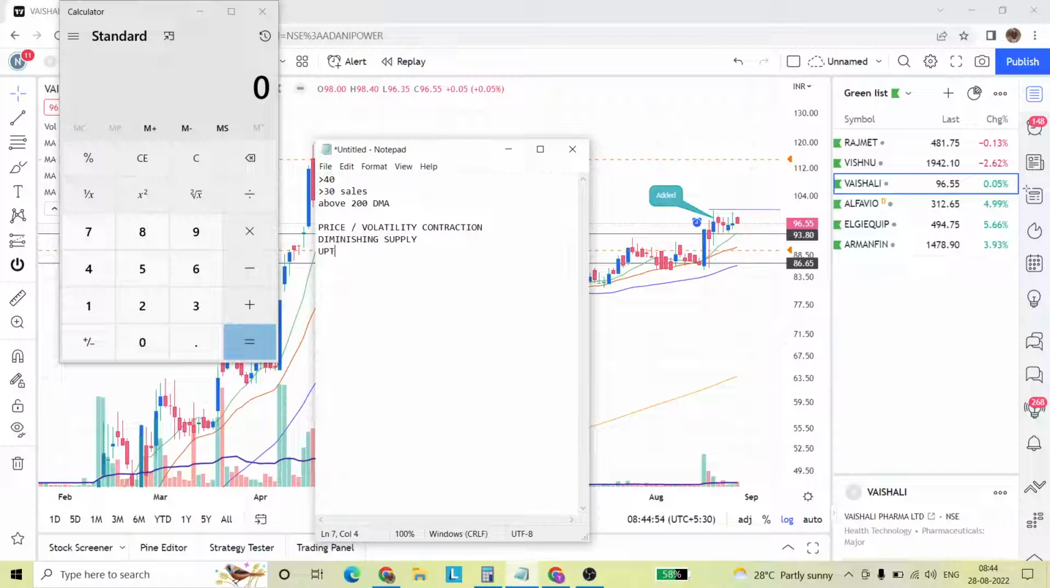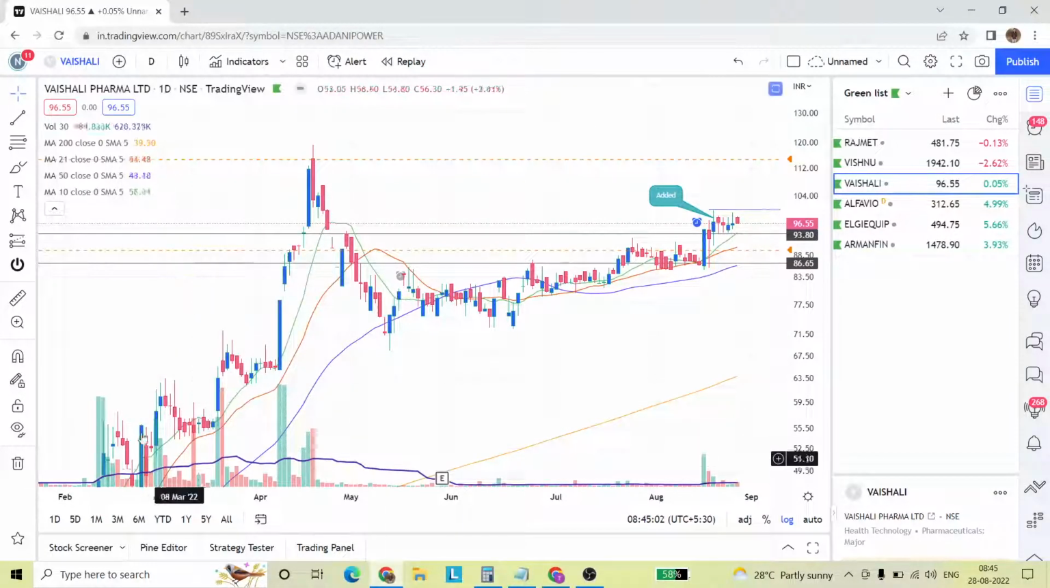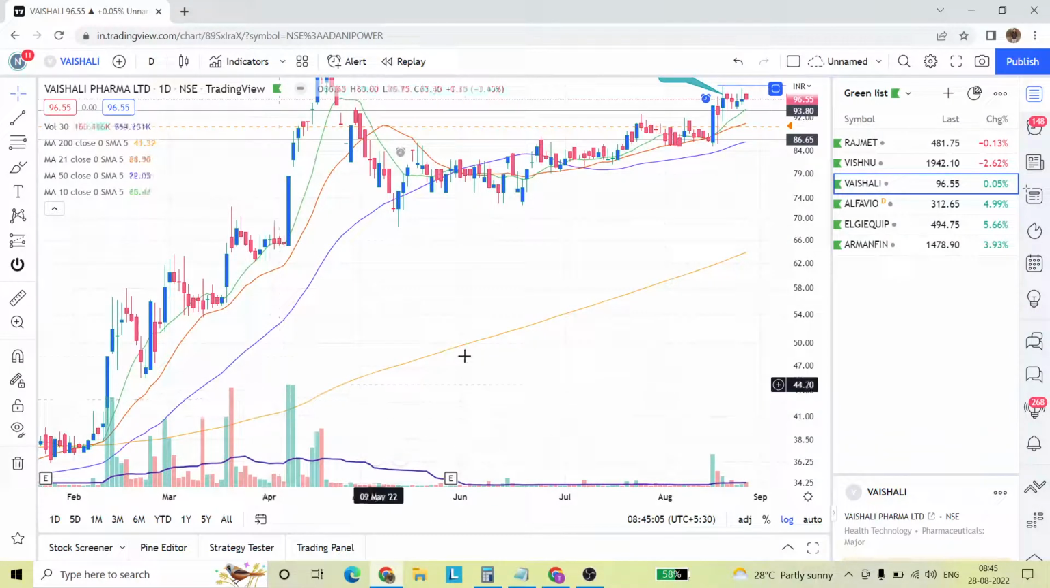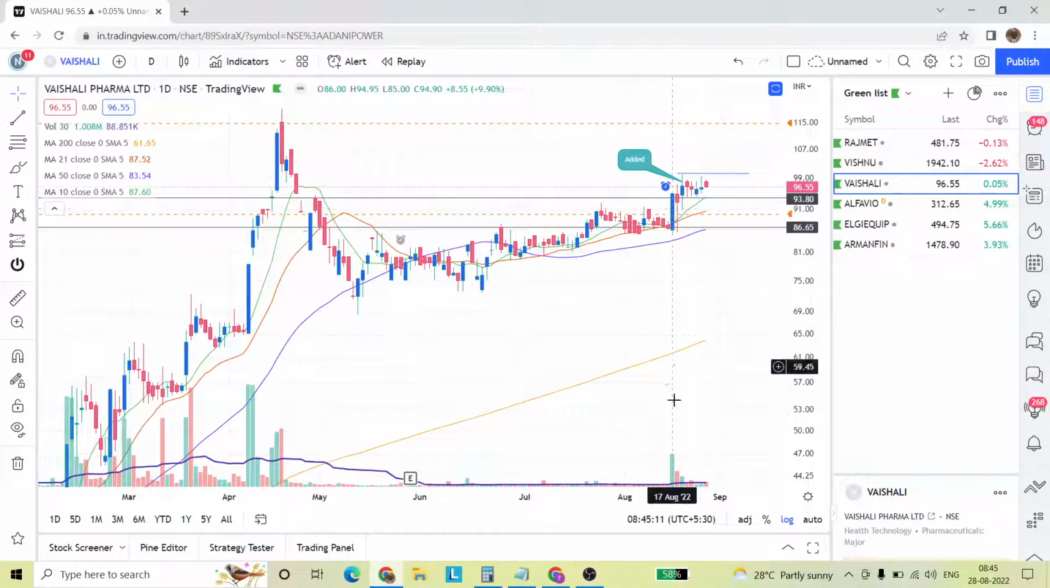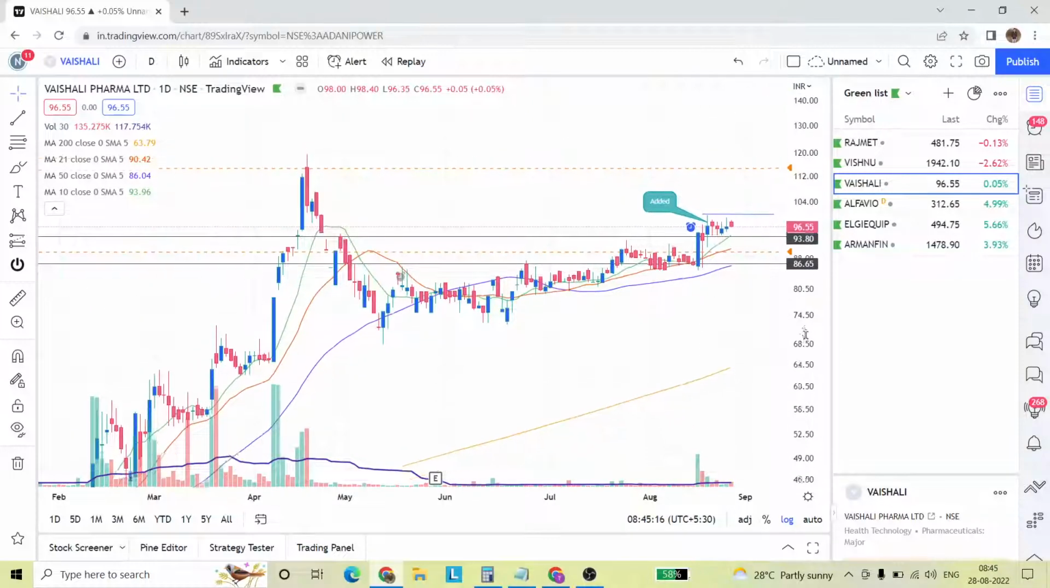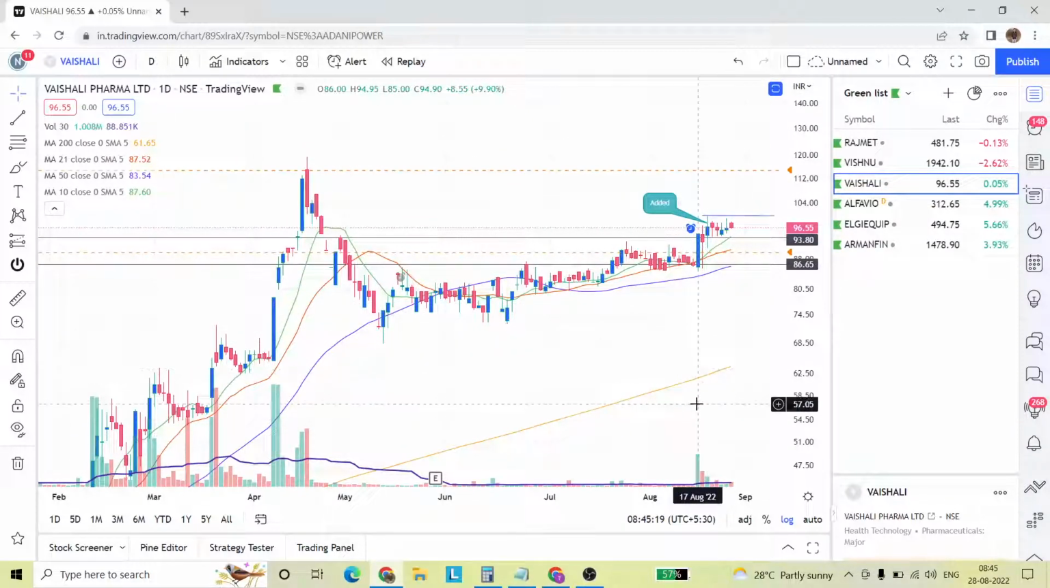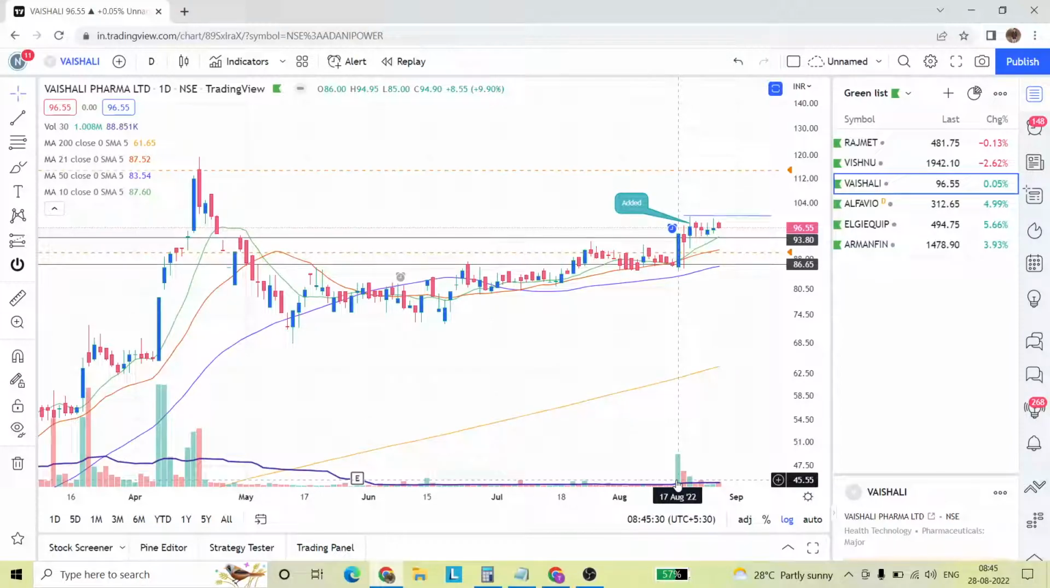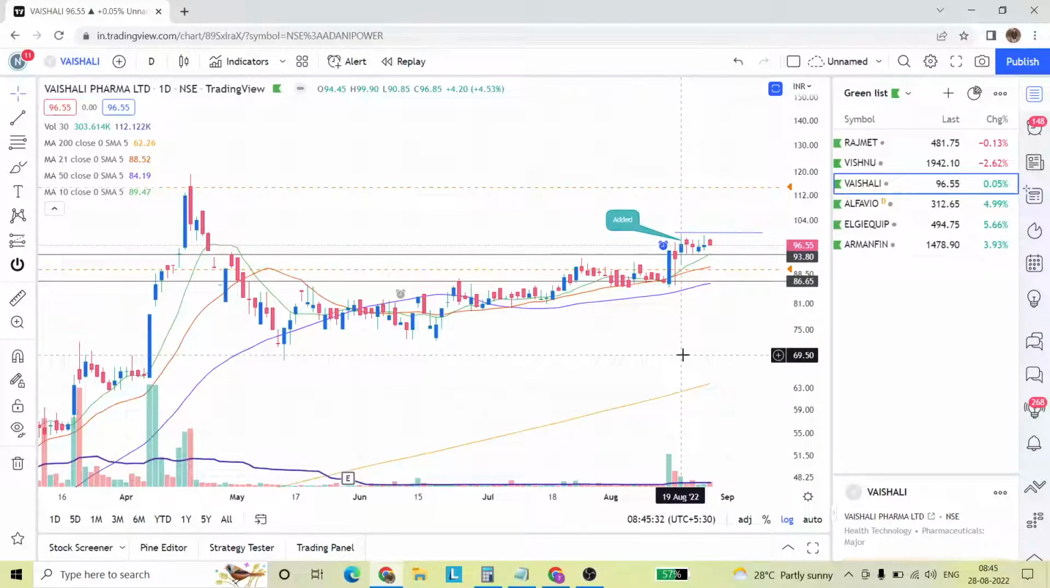Uptrend, Stage 2. Stage 1 is a sideways base forming where the moving average is flat. Stage 2 is when the moving average is like this, when the stock moves up in a trend. Clearly, on the breakout day there is a huge volume, which suggests this is a good trade. That's some serious volume. When it consolidates, it just consolidates with low volume. There is no supply, and when some demand comes, it's just amazing.